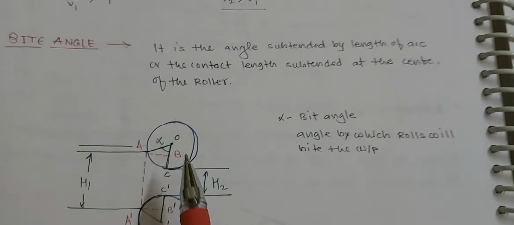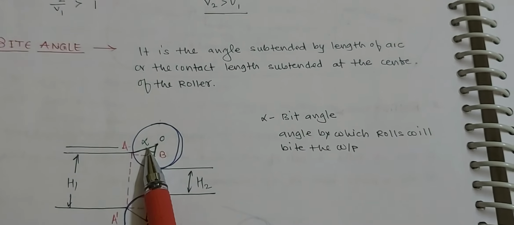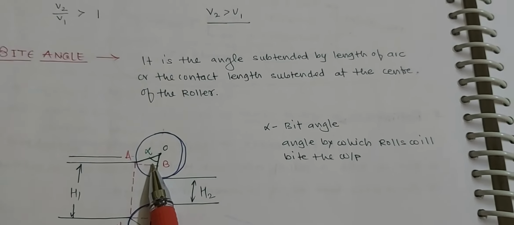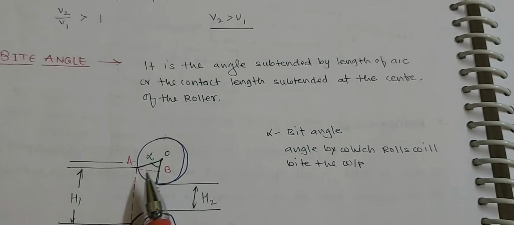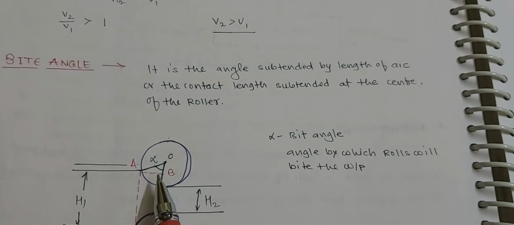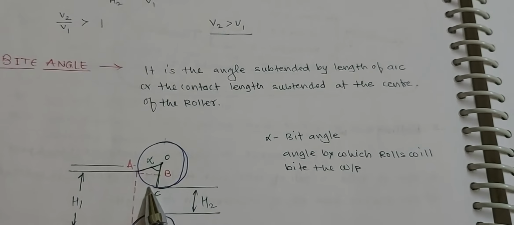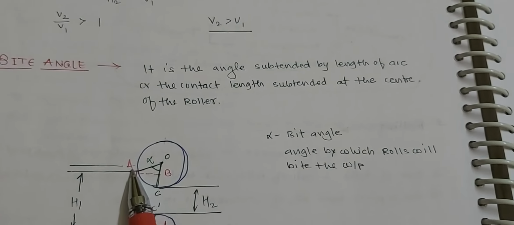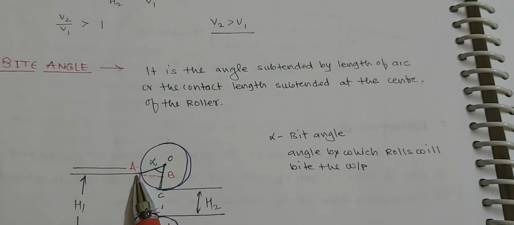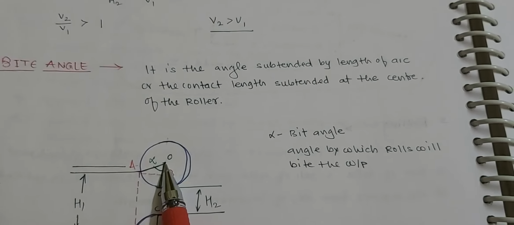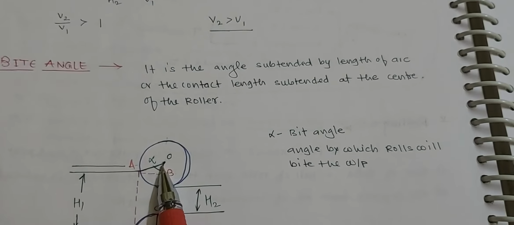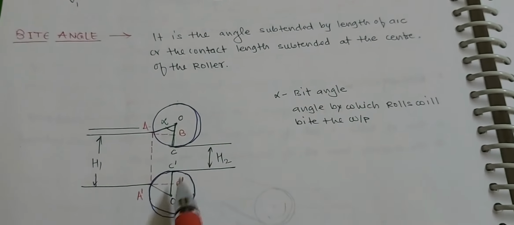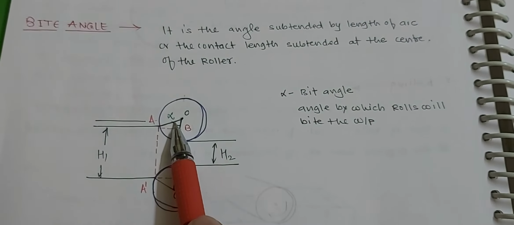Bite angle is the most important angle in a rolling operation, that is nothing but alpha here. What is its definition? It is the angle subtended by the length of arc or contact length at the center of the roller. So this is the length of arc or contact length at the center of the roller. This is your alpha, where OA is the radius and OC is the radius, and from that we can easily find out this alpha.